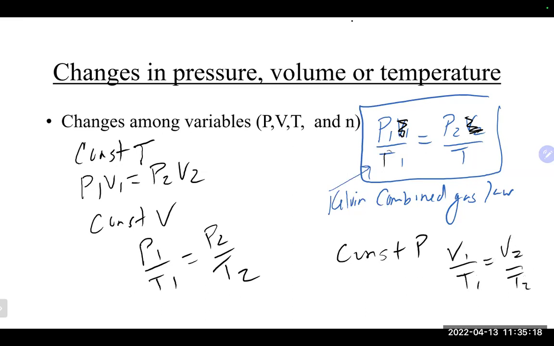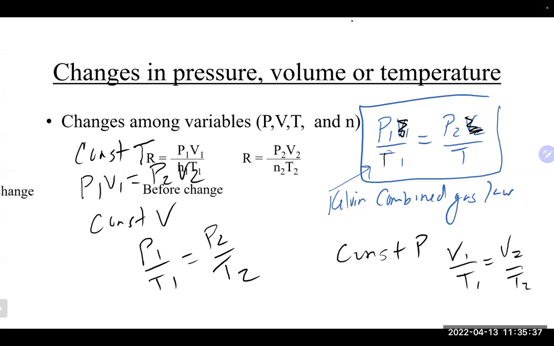So from the combined gas law, you pretty much take out the thing that's constant or not changing, and you could have pretty much all the other ones that we talked about. So it's a good one to remember, and you get to all the other ones really quickly that way if you don't want to remember them individually. Any questions on that there?